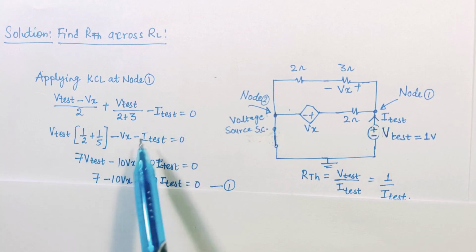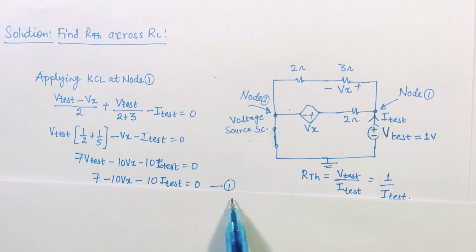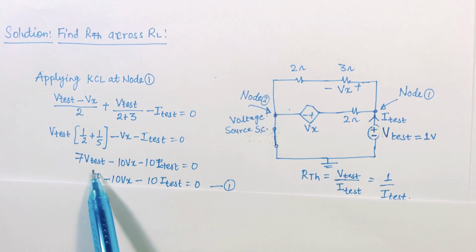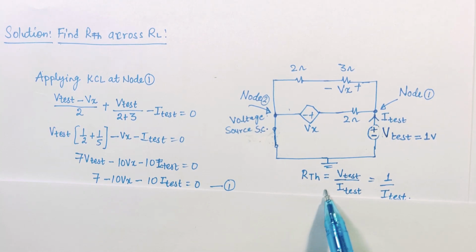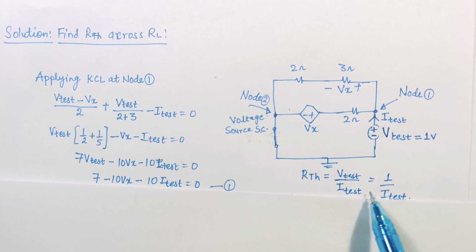Now if we rearrange this equation, then equation 1 can be found, that is 7 minus 10 Vx minus 10 I test is equal to 0. Here in this equation we have put V test equal to 1 volt, so this equation is achieved. As we can see, RTH can be calculated as V test upon I test. So V test is assumed here as 1 volt, so we have to calculate 1 upon I test for calculation of RTH.